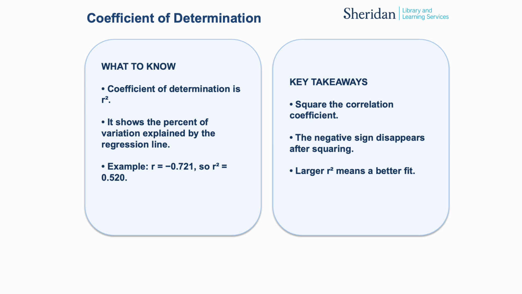So the key point here is that we just simply square the correlation coefficient to calculate the coefficient of determination, and the negative sign disappears after squaring because every number after being squared is positive. So a higher r squared still does not prove causation, but it generally indicates a better fit of our model to the real statistic.